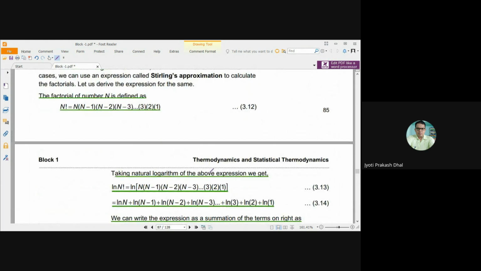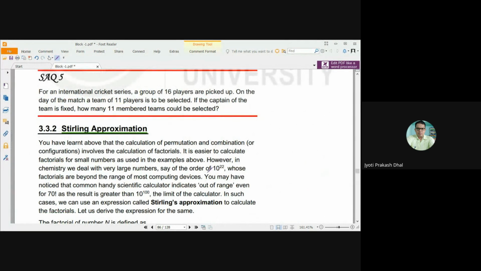Now coming to one very important approximation, that is called Stirling approximation. This is one type of long question. So that is called Stirling approximation.